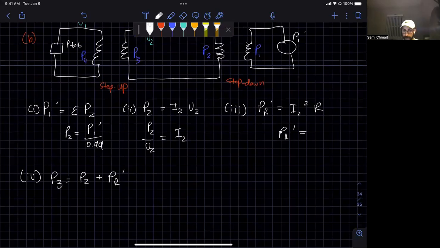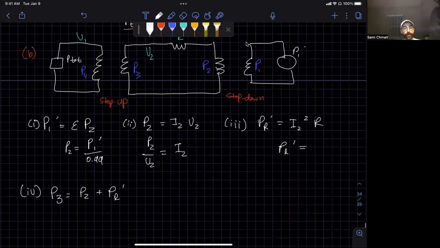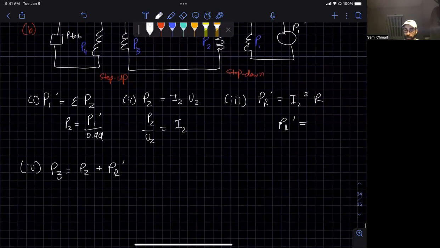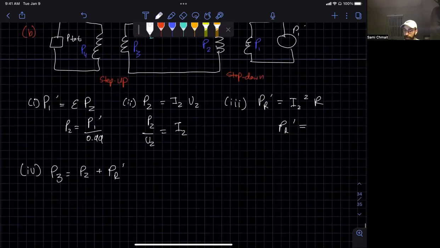Okay, we know P3. Now, what's the relationship between P3 and P4? Well, we know these are 99% efficient, so we can solve for P4 using the fact that P3 is going to be equal to 0.99 times P4. Then to reverse that 99% efficiency, we just divide, and we're now able to solve for P4 is equal to P3 divided by 0.99.